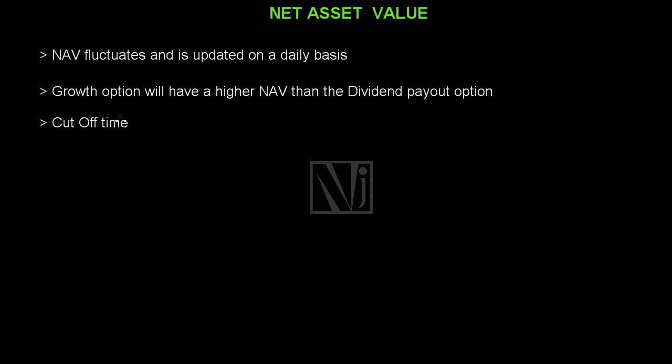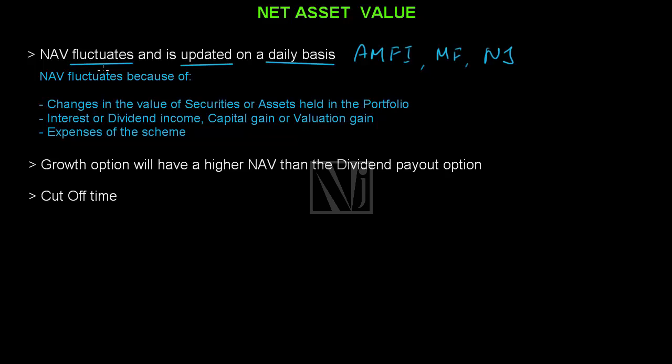Some key points about NAV that you must take note of are, firstly, the NAV of a scheme keeps fluctuating and hence it is updated on a daily basis on various websites such as Amphi's website, the mutual fund's website, NJ's website, etc. The NAV of a scheme fluctuates because of changes in the value of securities or assets held in the portfolio, or because of any interest or dividend income received, or because of any capital gain or valuation gain. And lastly, the NAV fluctuates because of the expenses of the scheme.